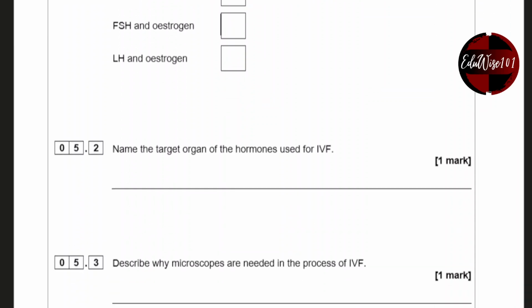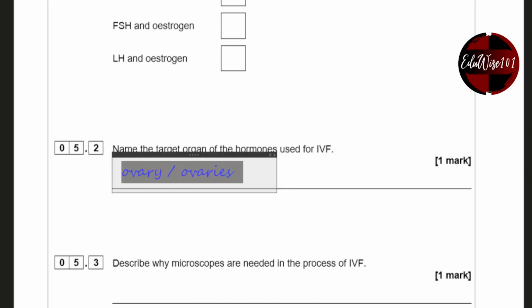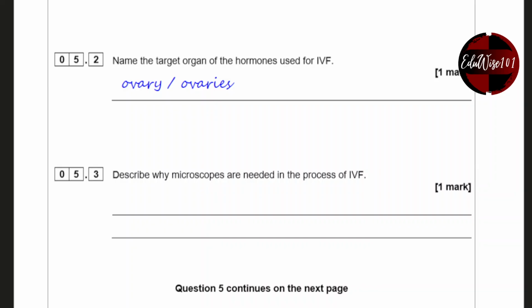Name the target organ of the hormones used for IVF. Now, the hormones that are given, FSH mainly, is follicle stimulating hormone, which is to basically make the eggs mature. A woman's body allows eggs to mature one at a time, but by giving injections of FSH and LH, it allows the ovaries to have more than one egg mature. So the target organ is the ovary or the ovaries.